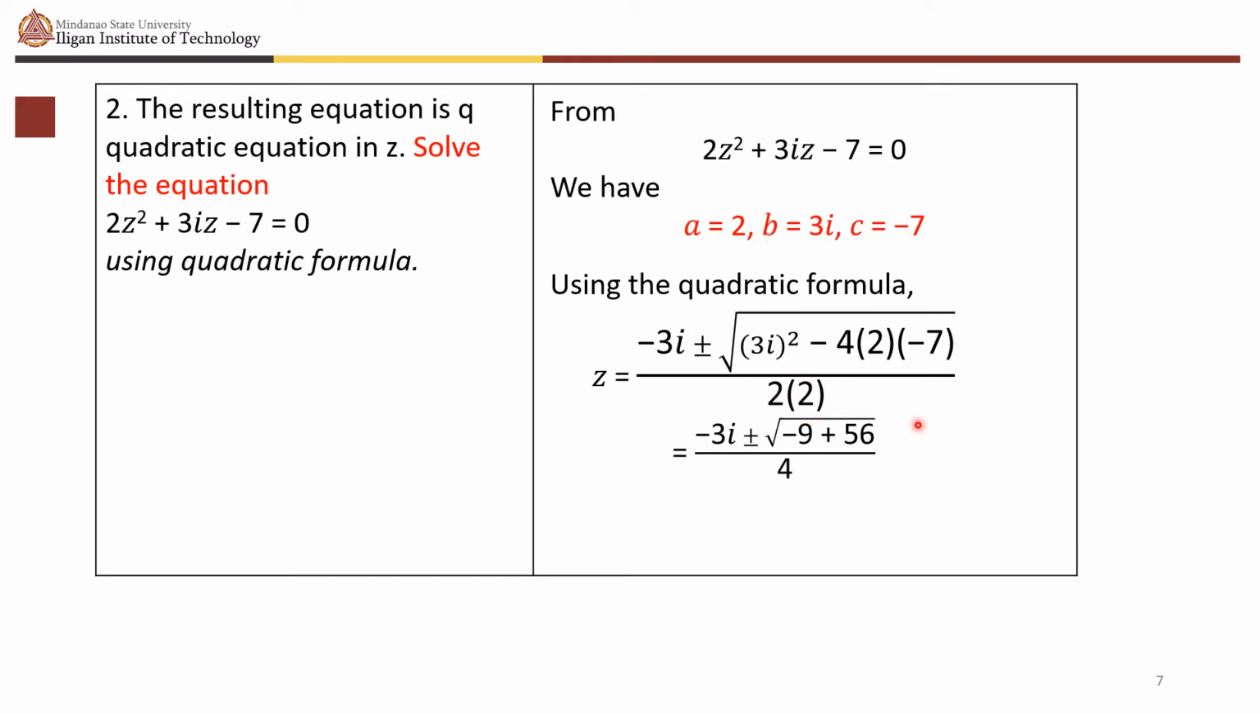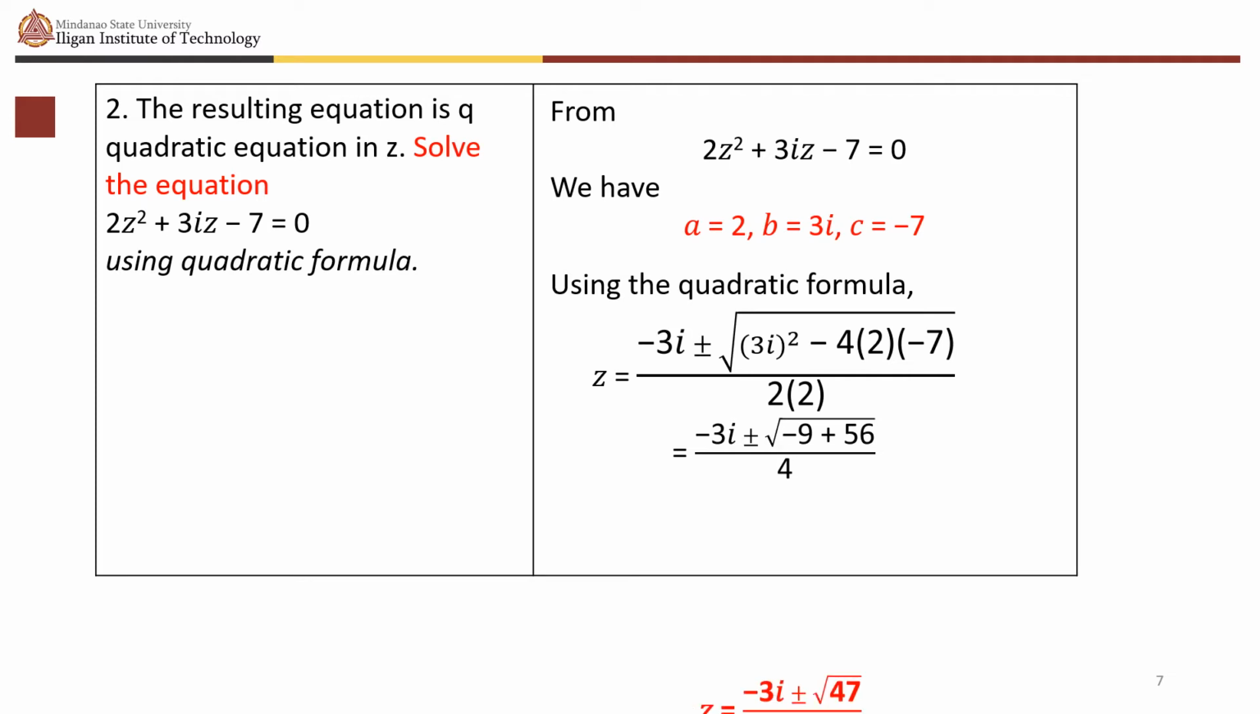So simplifying further, we have minus 3i plus or minus square root of 3i squared, which gives us 9i squared, but i squared is equal to negative 1. So you have 3 squared times negative 1, which will give us negative 9. Then 4 times 2 times negative 7, and then we have a negative here, so we have positive 56. So the result is minus 3i plus or minus square root of negative 9 plus 56 all over 4.